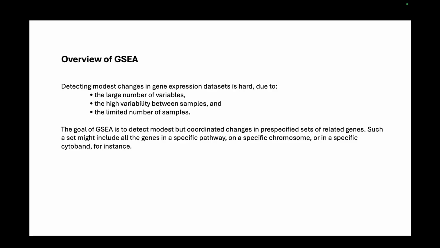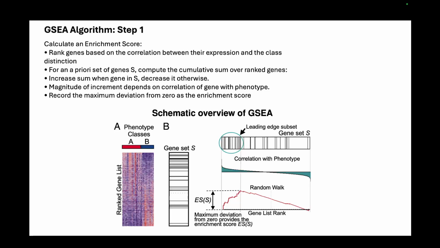Such a set might include all the genes in a specific pathway, on a specific chromosome, or on a specific cytoband, for instance. So it can be anything actually. You just want to check, if I have a pre-specified set of genes, is my data supporting that this set of genes is somehow enriched in my data? Okay, so we'll go through it step by step.